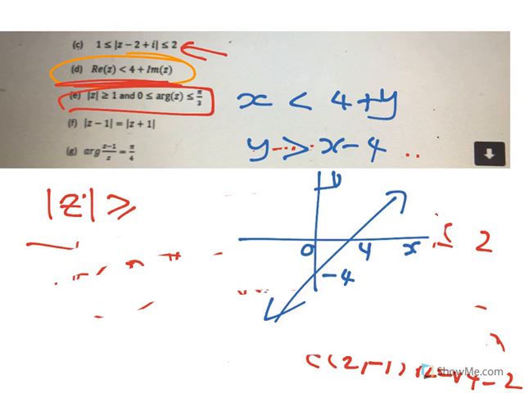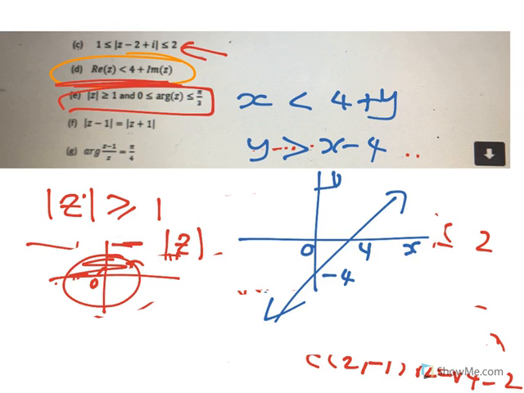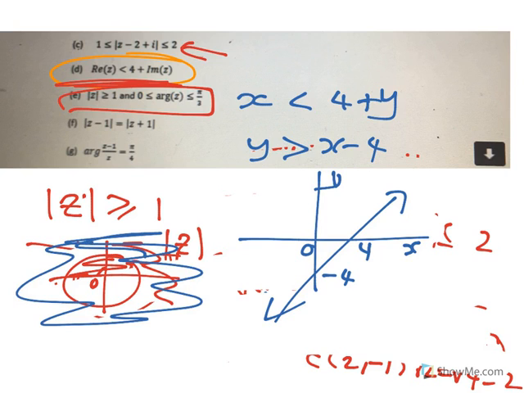Mod z is greater than or equal to 1. That would be a circle, centre 0, because mod z means the distance from 0 is always equal to 1. And you wanted to use greater than that. So that's on the outside here. And then, let's just get that going.